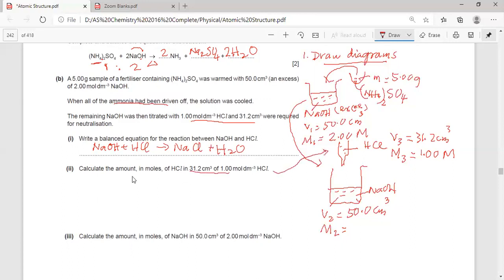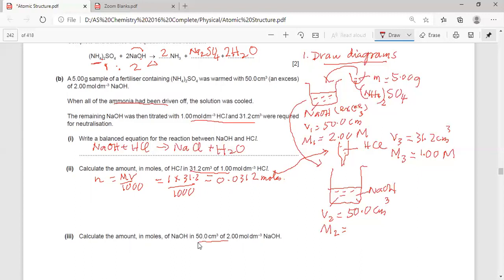Okay, so very simple. Number of moles is equal to MV over 1000. Okay, so it's equal to molarity 1 times 31.2 over 1,000. Of course, remember here 3 zeros, 1, 2, 3, so 0.0312 moles. Okay, so the amount is a calculated amount of NaOH present.